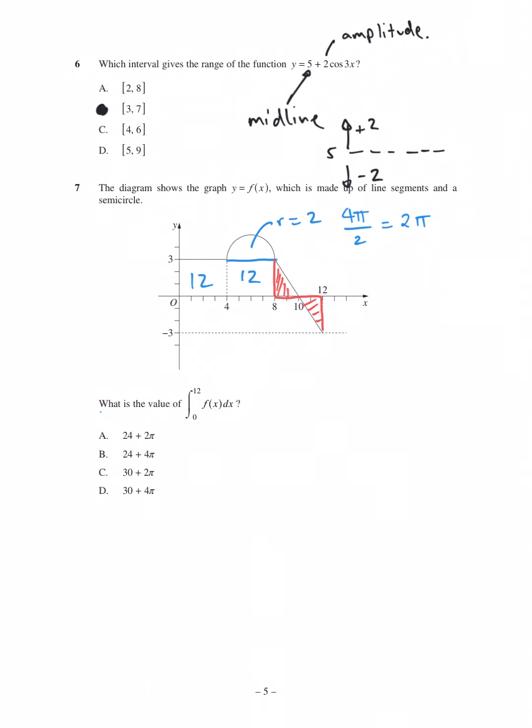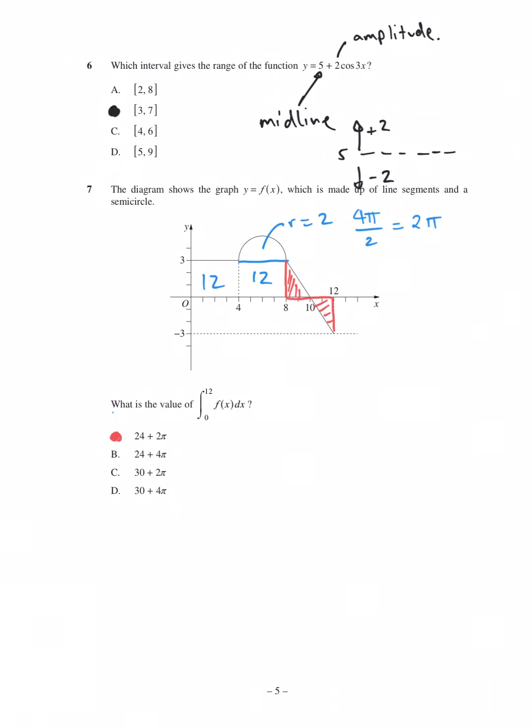So our answer here ends up being A, because you've got 12 plus 12 plus 2 pi is 24 plus 2 pi. I'd imagine you have answer B if you forgot to halve your circle. I'd imagine you have answer C if you added on the 3 units for each of the 2 triangles, and I imagine you got D if you put both of those mistakes in.